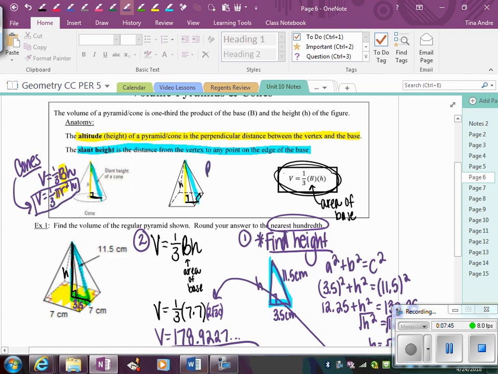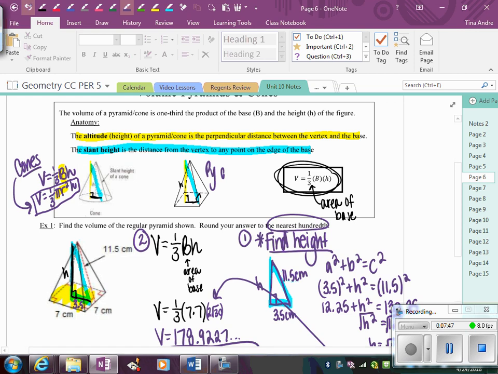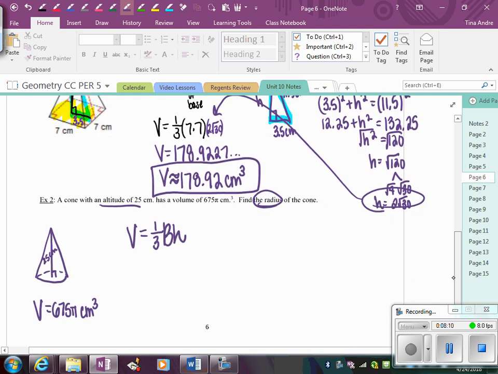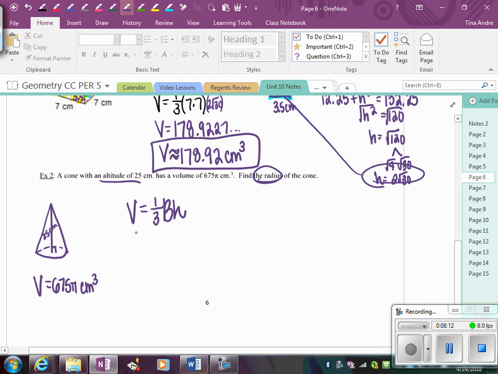And then for pyramids, though, you're always going to have to use capital B times H, or 1/3 capital B times H, because you don't know what that base is going to be, what shape it's going to be. So you just have to be mindful of that, because that's going to change what you do. So going back to this example, instead of writing this formula, I would just write 1/3 pi r squared times H.